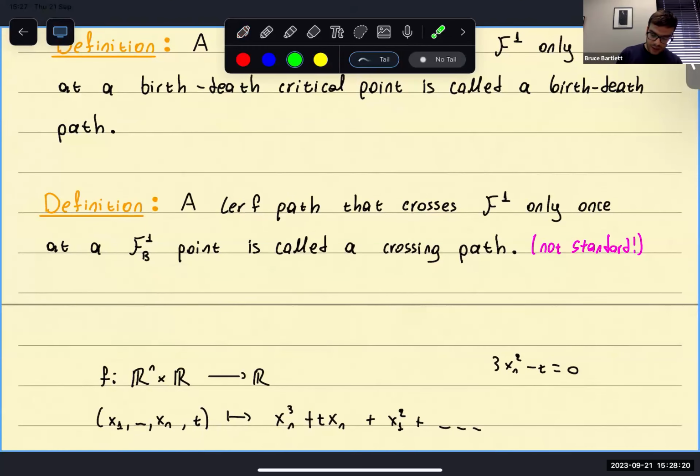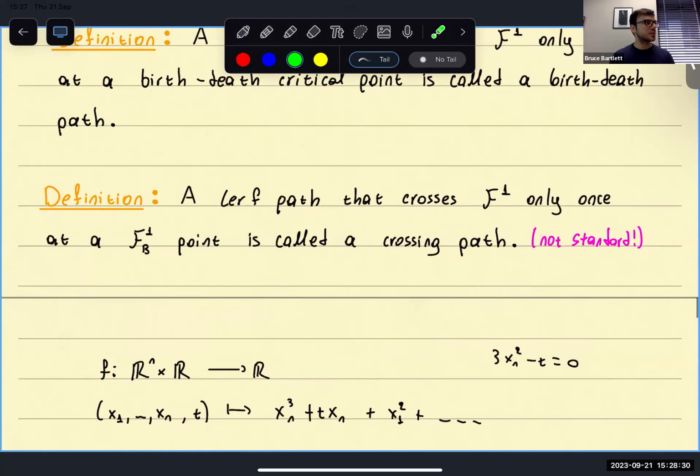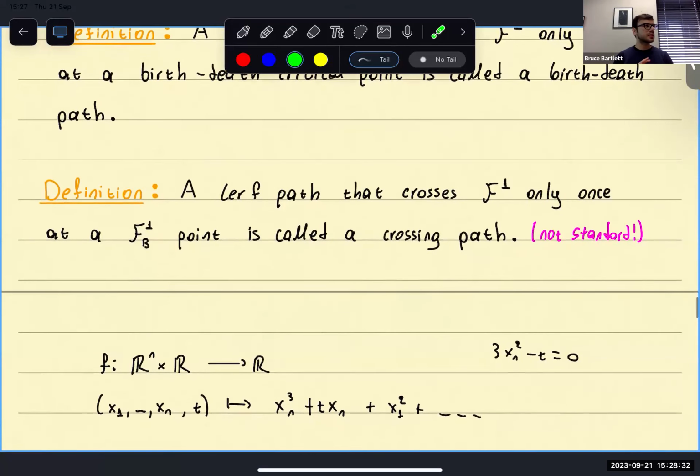But this isn't standard. Cerf wouldn't call those crossing paths. How are we doing? Are there any questions, comments, concerns? We know what Cerf paths are, hopefully.